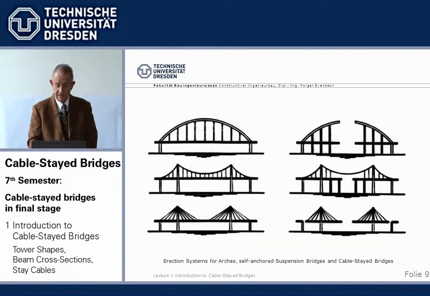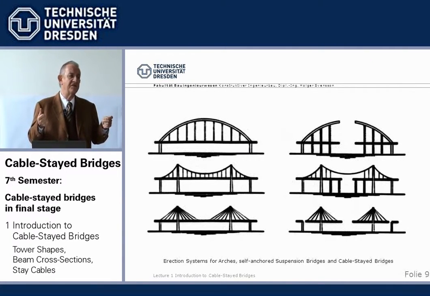The second advantage is the ease of construction. Cable-stayed bridges lend themselves to free cantilever construction without any auxiliary supports.